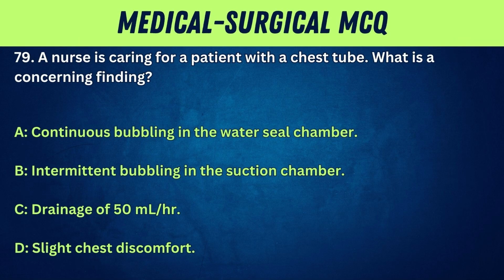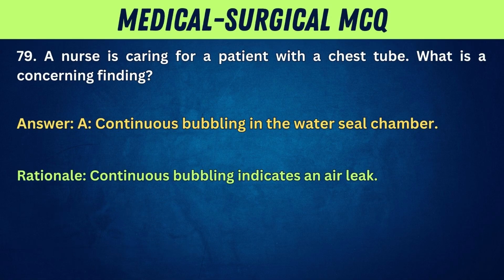79. A nurse is caring for a patient with a chest tube. What is a concerning finding? A. Continuous bubbling in the water seal chamber. B. Intermittent bubbling in the suction chamber. C. Drainage of 50 milliliters per hour. D. Slight chest discomfort. Answer: A. Continuous bubbling in the water seal chamber. Rationale: Continuous bubbling indicates an air leak.